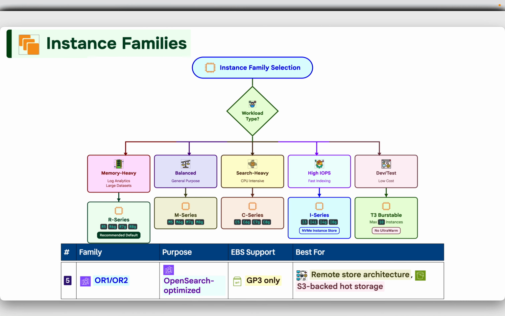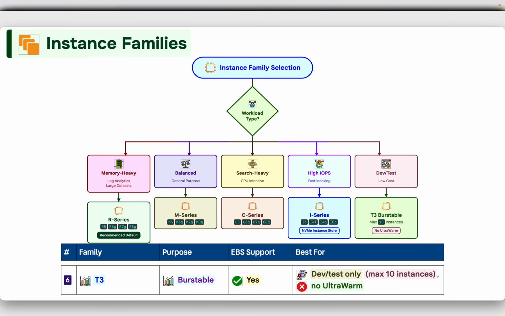Then OR1 and OR2 are OpenSearch optimized instances. They support GP3 storage only and are best for remote store architecture with S3 backed hot storage. T3 is a burstable instance type with EBS support. It is for dev test only with a maximum of 10 instances. T3 does not support ultra warm storage.